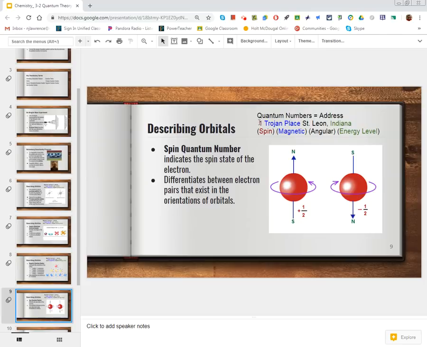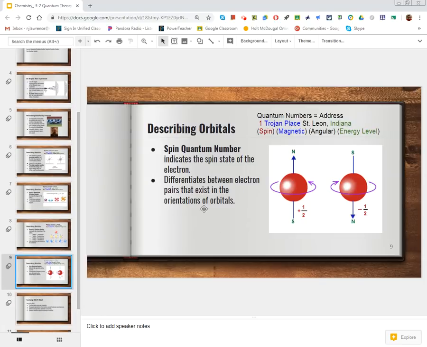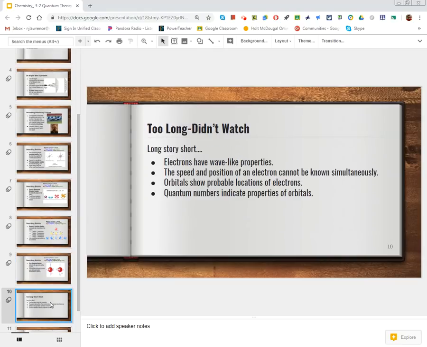So again, our spin here is kind of like the street number. The magnetic number, which tells me what axis it is on, is kind of like the street address. The angular momentum, which tells me if it's S, P, D, or F, is like your city. And then the energy level is kind of like the state. And so again, we'll practice this in class, but I hope you find this all pretty easy once you understand the pattern.